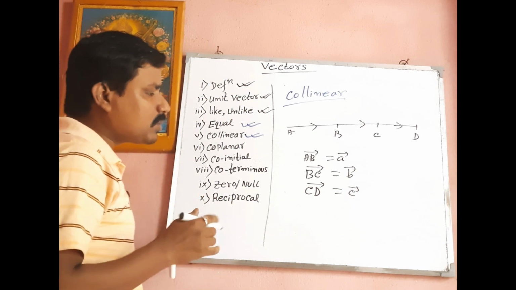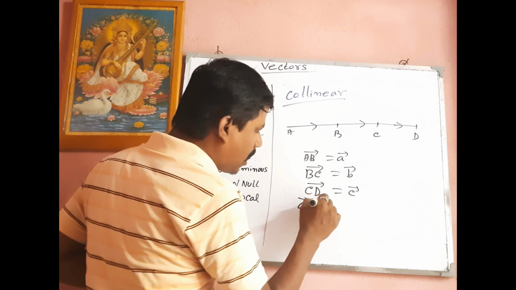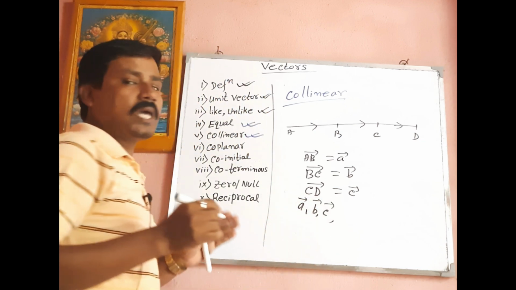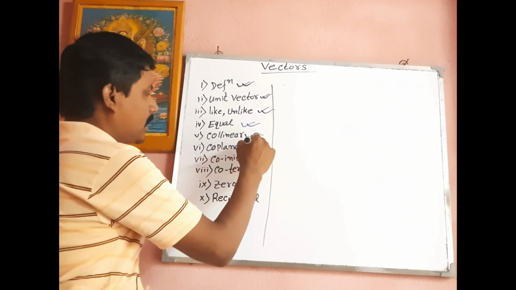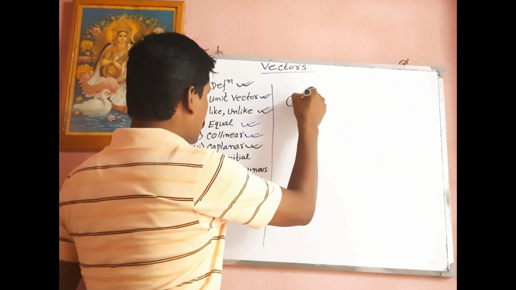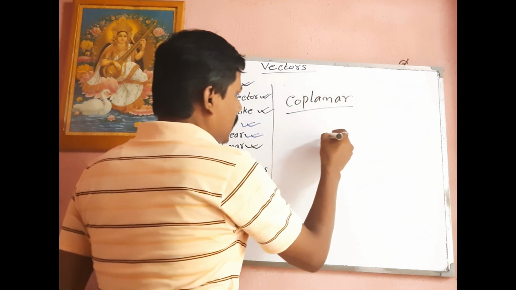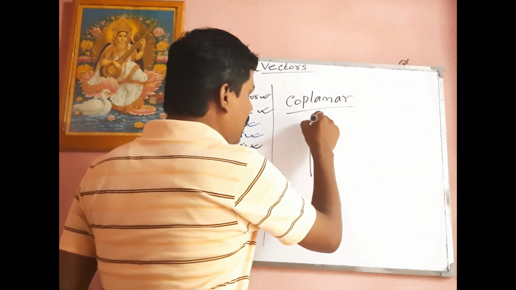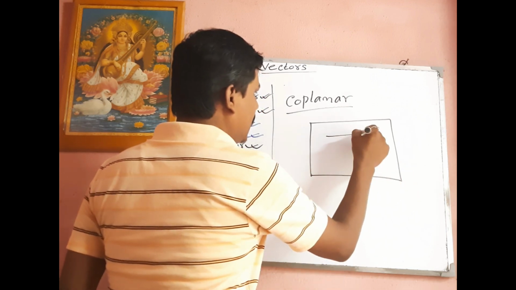So these vectors A, B, C are said to be collinear vectors. Now we are discussing coplanar vectors. For coplanar vectors, all the vectors are present in a plane.